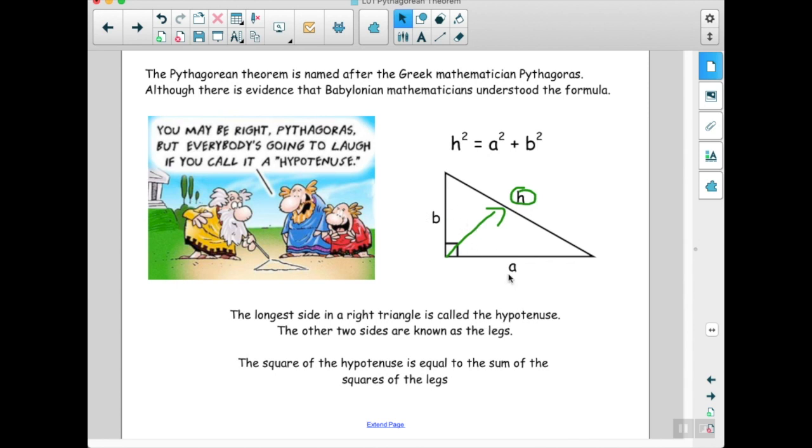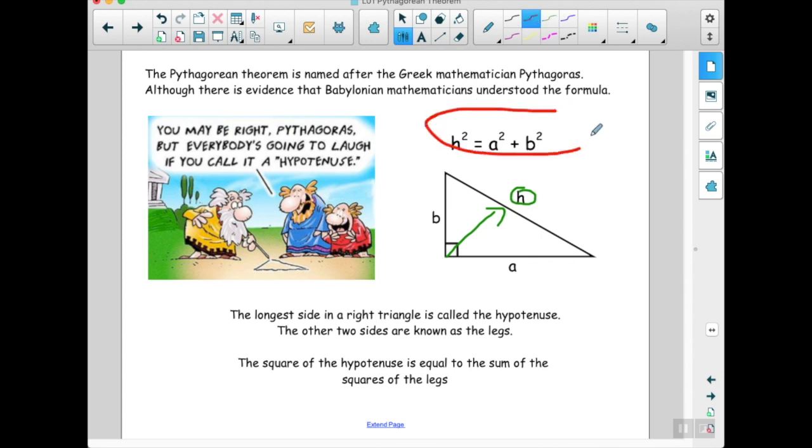They are called legs. And the Pythagorean theorem says that the area of a square off of the hypotenuse would be equal to the sum of the areas of the squares off of the two legs. I'm just going to highlight that because that's the formula we are going to have to be using at some point during this lesson. All right, moving on to the next slide.